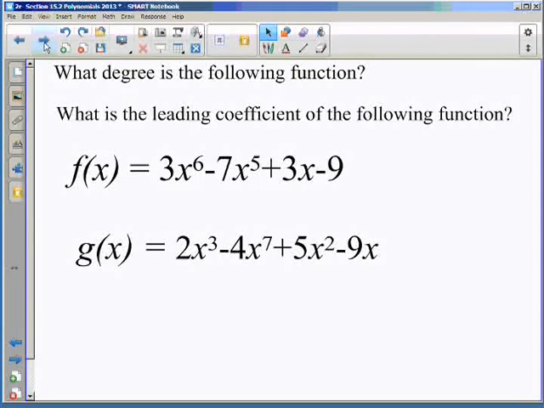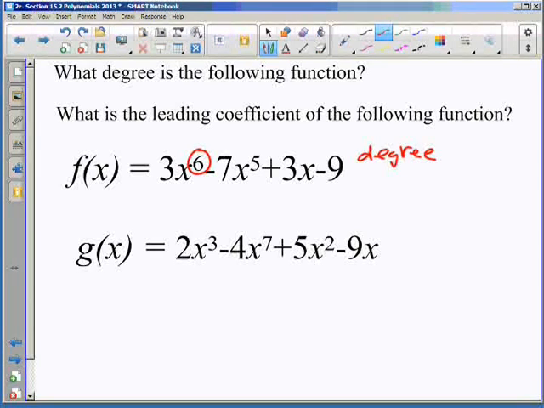What degree is the function? And what is the leading coefficient of the function? So if we look at f of x, we look for the biggest exponent, in this case 6. We would say the degree for f of x equals 6. And then the number in front of that term will be what's called the leading coefficient. And I will often just use LC.